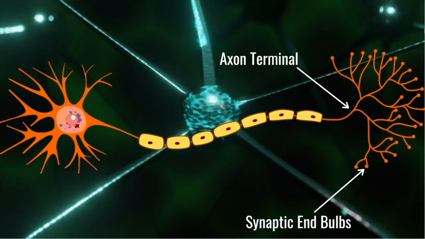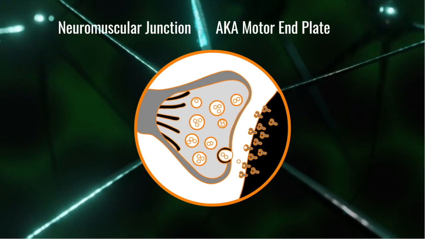Now, the synaptic end bulbs are part of the neuromuscular junction. This involves the synaptic end bulb, the muscle itself, and as you can see in this diagram, the little receptors that sit just on the muscle tissue. Now, what's important for us to know here is that this action potential has travelled down the axon. It has now depolarized the synaptic end bulb.